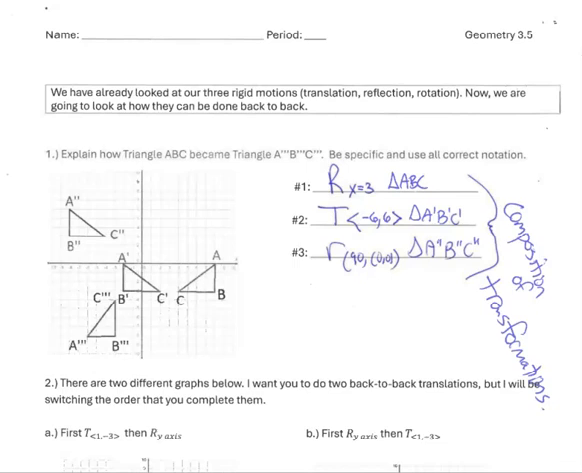We are jumping into section 3.5. It says we have already looked at three rigid motions: translation, reflection, rotation. Now we are going to look at doing them back to back.